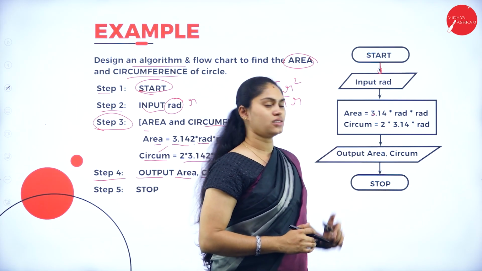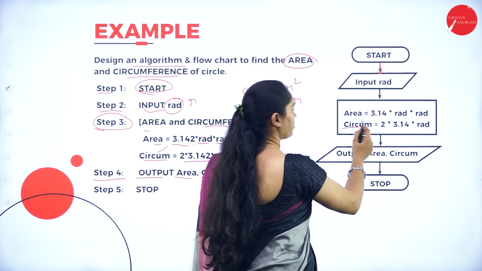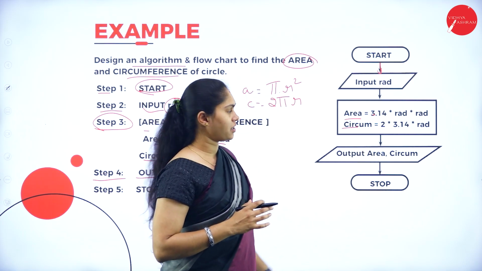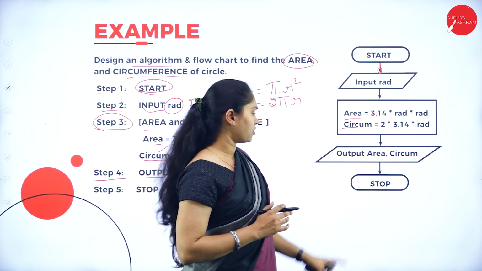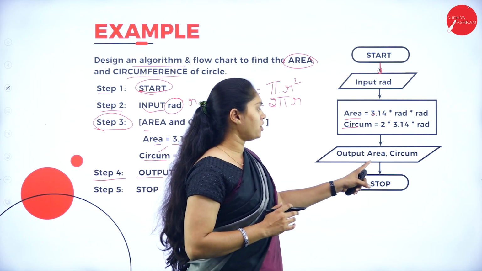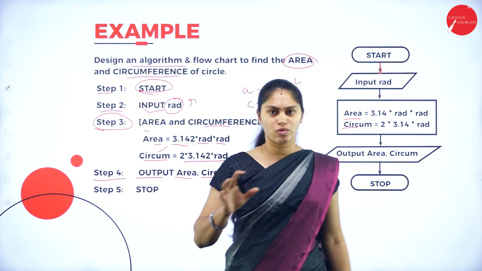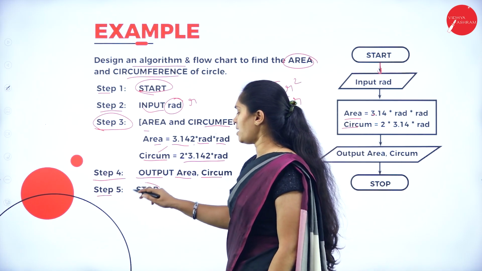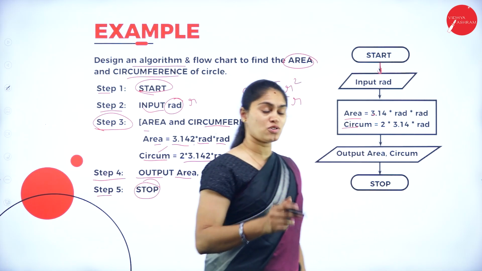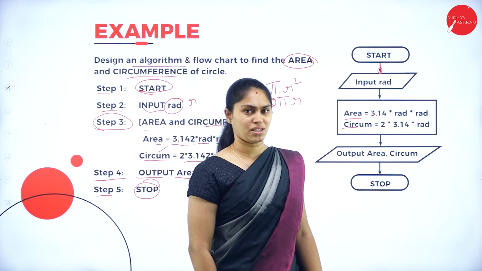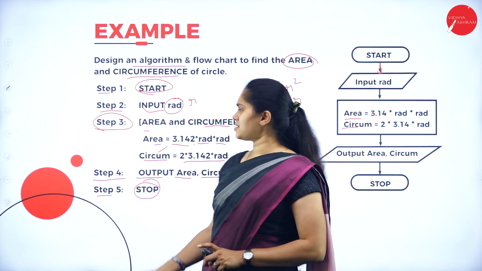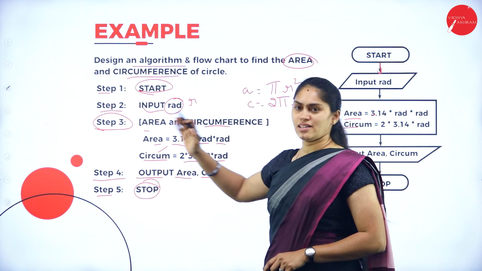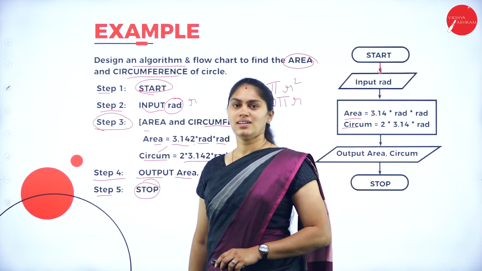Area is equal to pi r square and circumference is equal to 2 pi r. Once the calculation is done, we have to display the result. What are we displaying? Output area, comma, circumference. Once we get the output, at the last step we have to stop. To stop, we have a terminal here. With the help of this terminal, we can stop this. This is how we write or design a flowchart along with the algorithm.